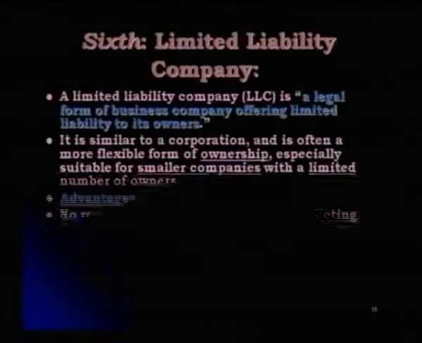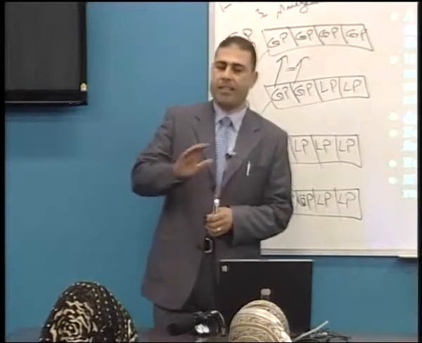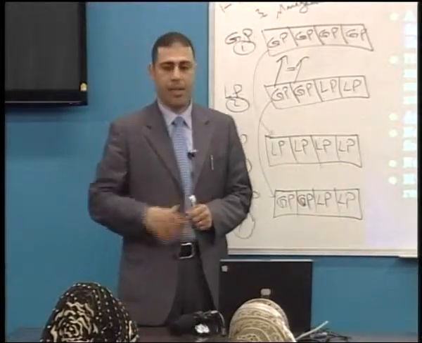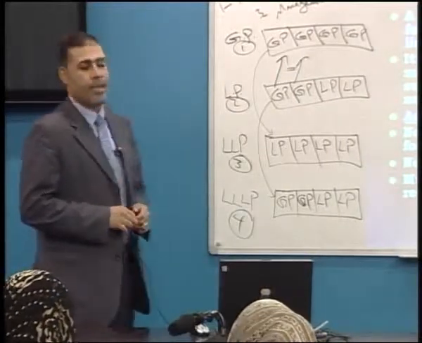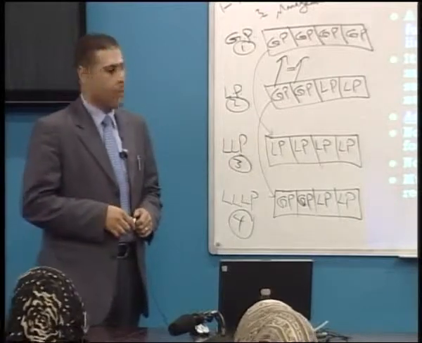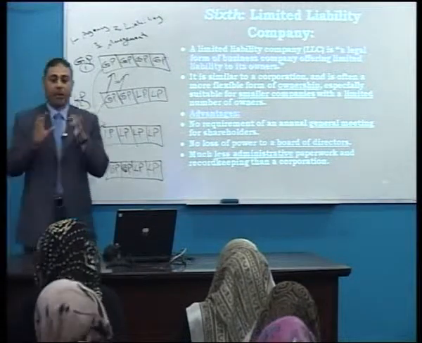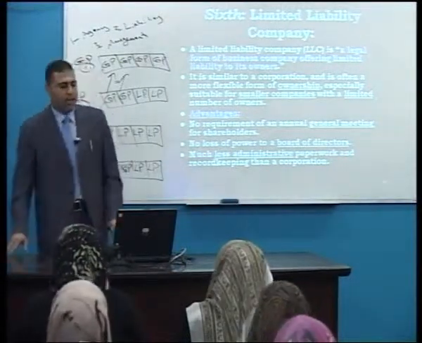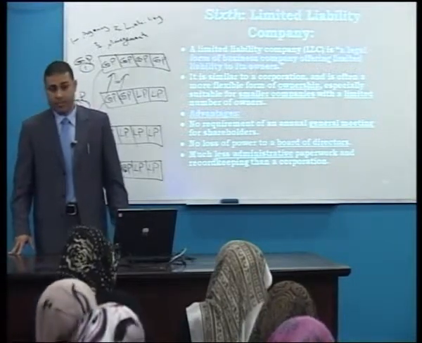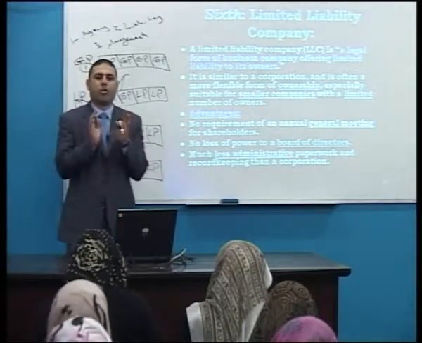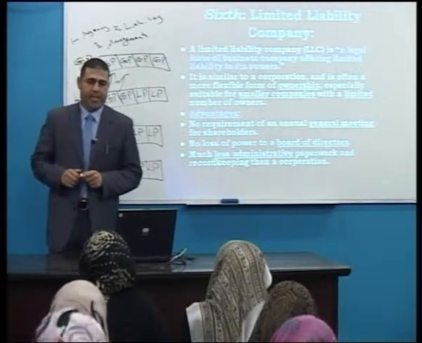Now look at this type. Limited liability company, one of the easiest, simple companies, a small size company. It's called limited liability company, LLC. This limited liability company is a legal form of business entity offering limited liability to its owners, shareholders. It looks like a corporation, but it's a small size. And because it's a small size, we call it limited liability company.